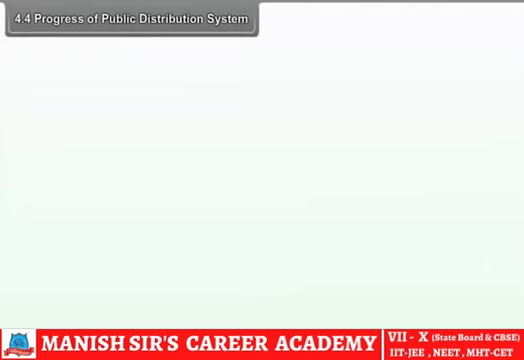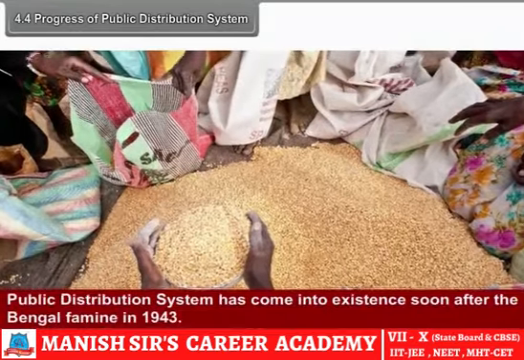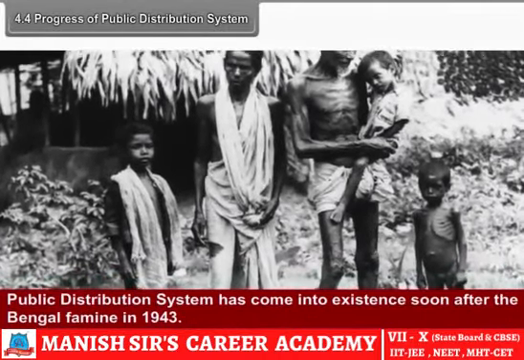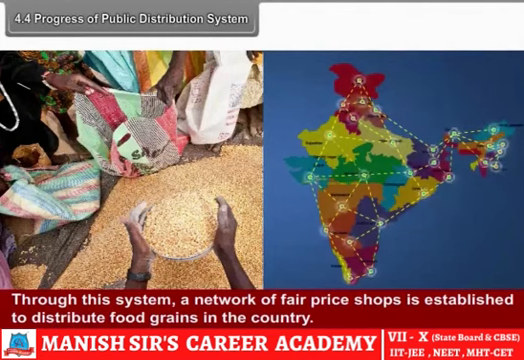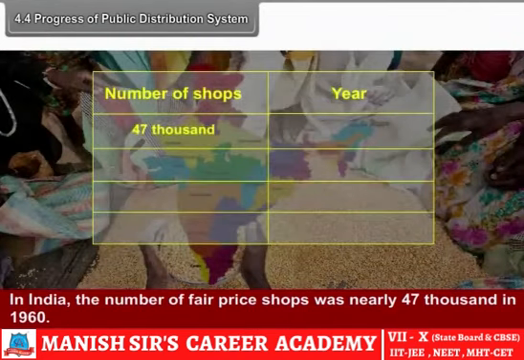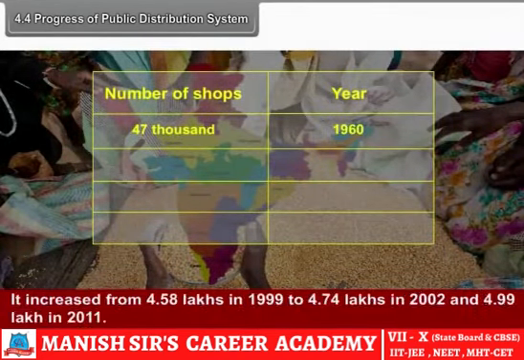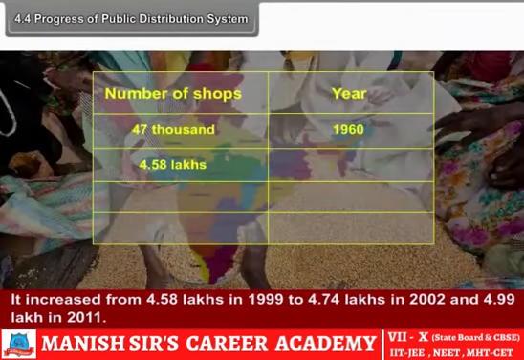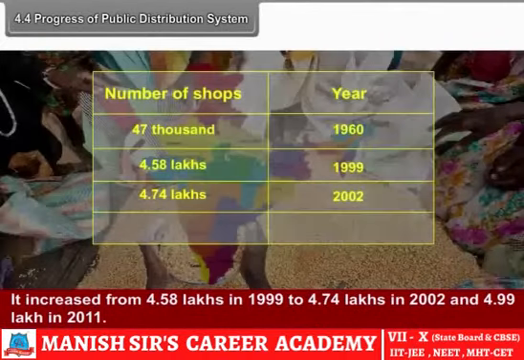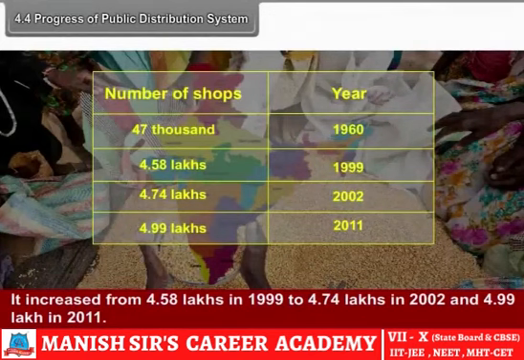Progress of public distribution system. Public distribution system has come into existence soon after the Bengal famine in 1943. Through this system, a network of fair price shops is established to distribute food grains in the country. In India, the number of fair price shops was nearly 47,000 in 1960. It increased from 4.58 lakhs in 1999 to 4.74 lakhs in 2002 and 4.99 lakhs in 2011.